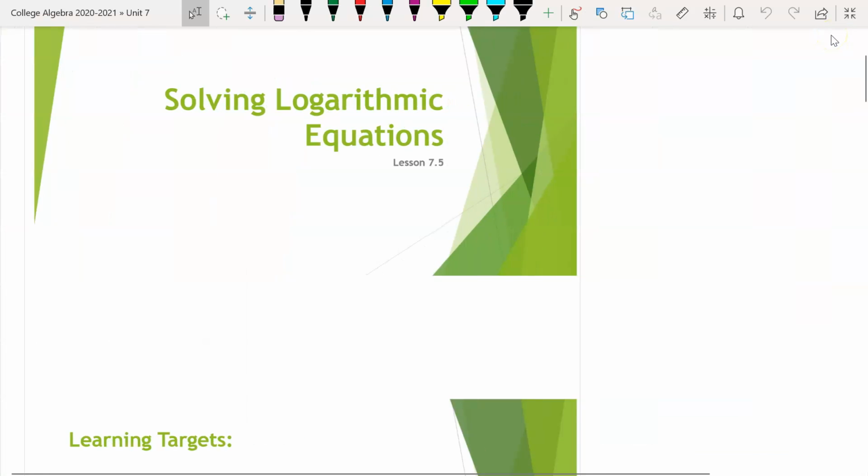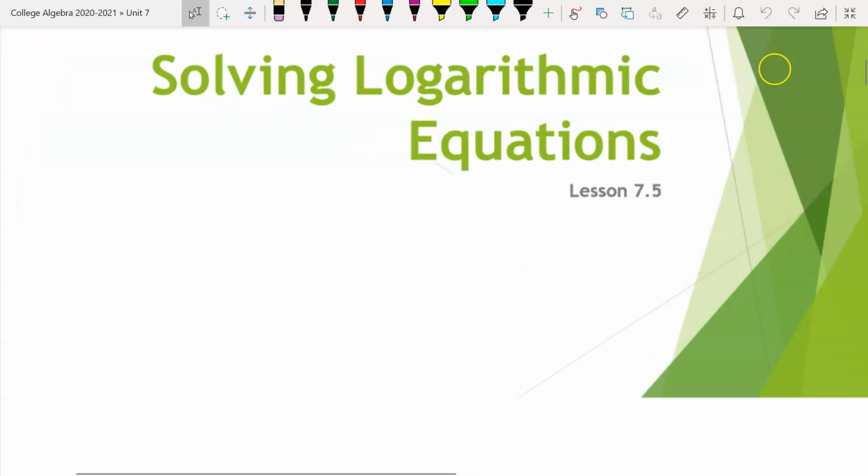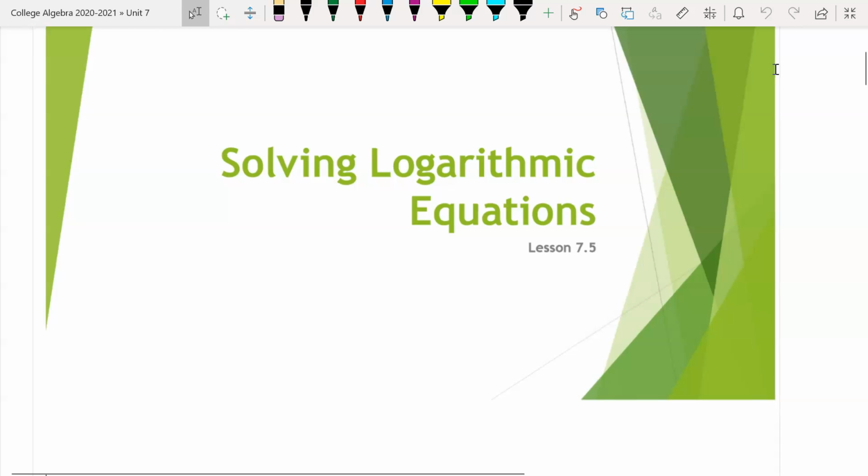Alright guys, so now that we're doing logs, we're going to talk about solving logarithmic equations. Last time we talked about solving exponential equations, and you did Certify 5.1. This time you're going to do Certify 5.3 as the homework. So, solving log equations.